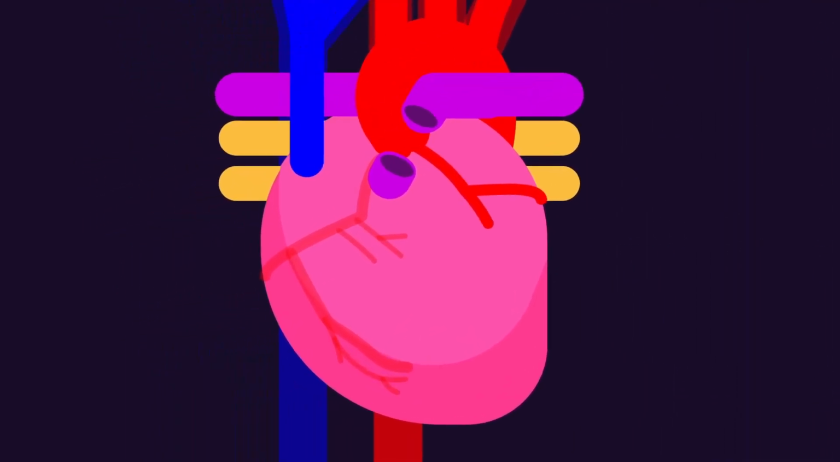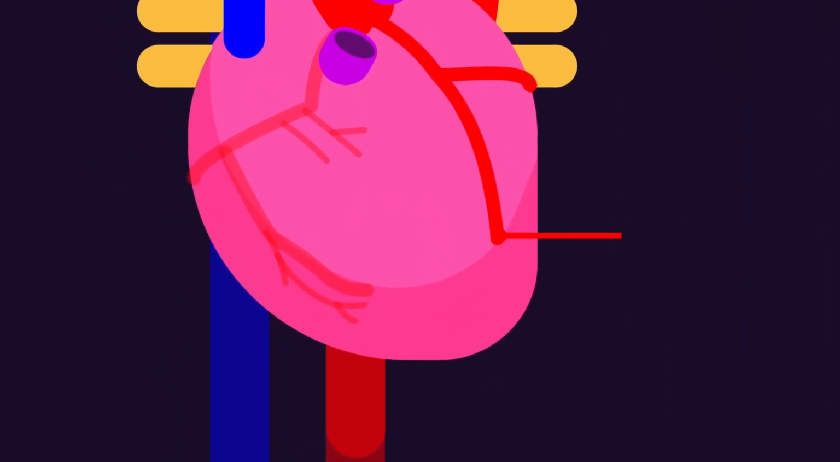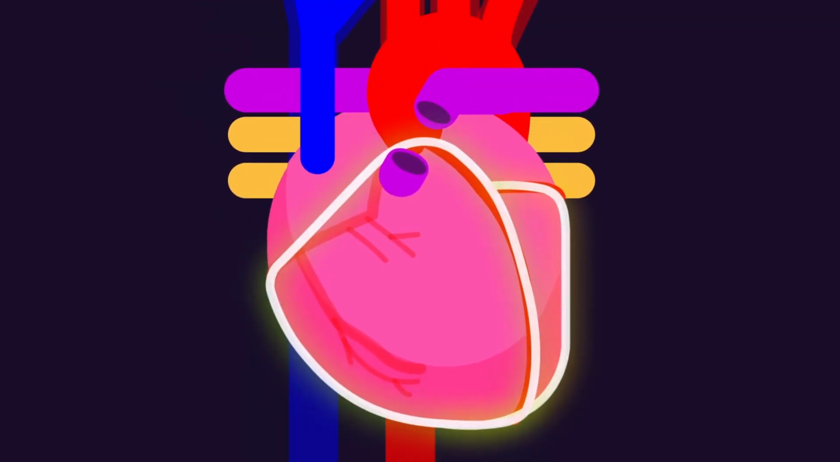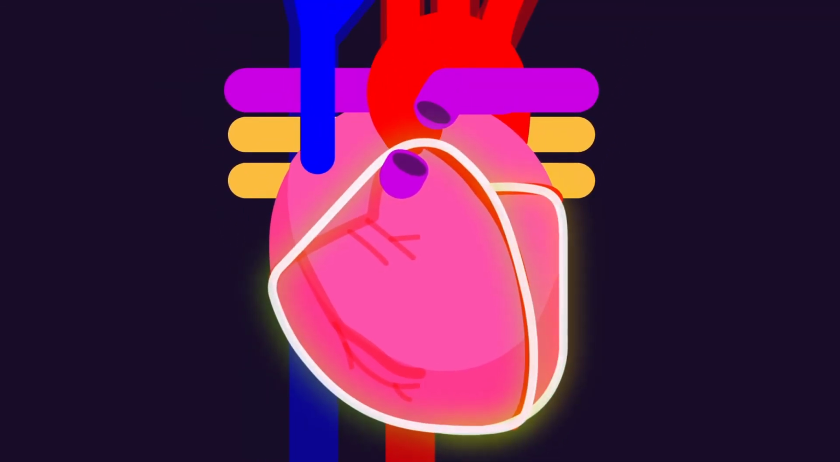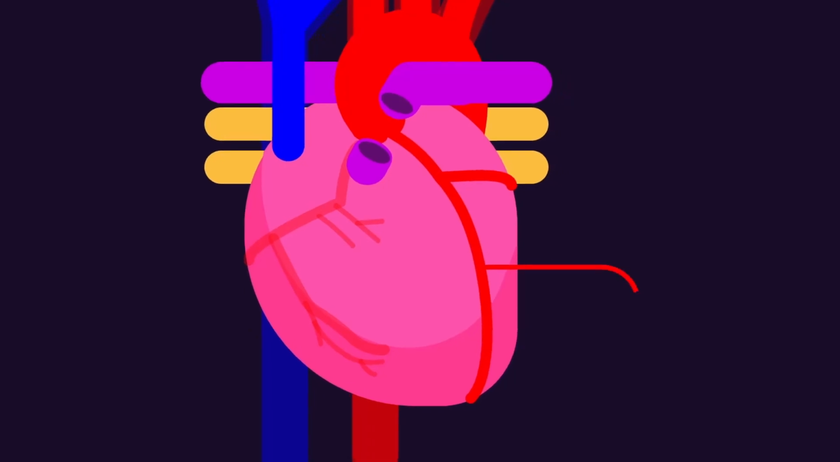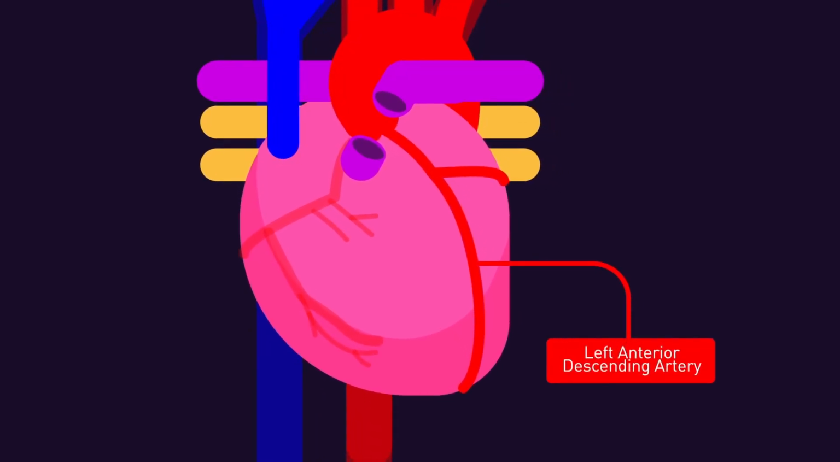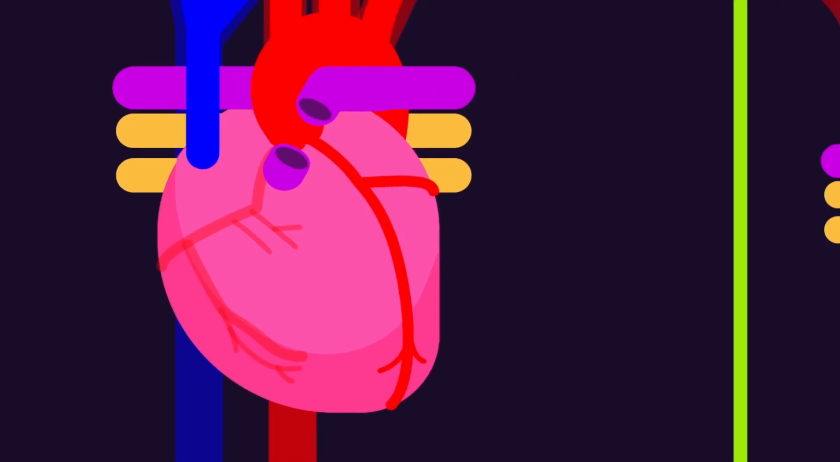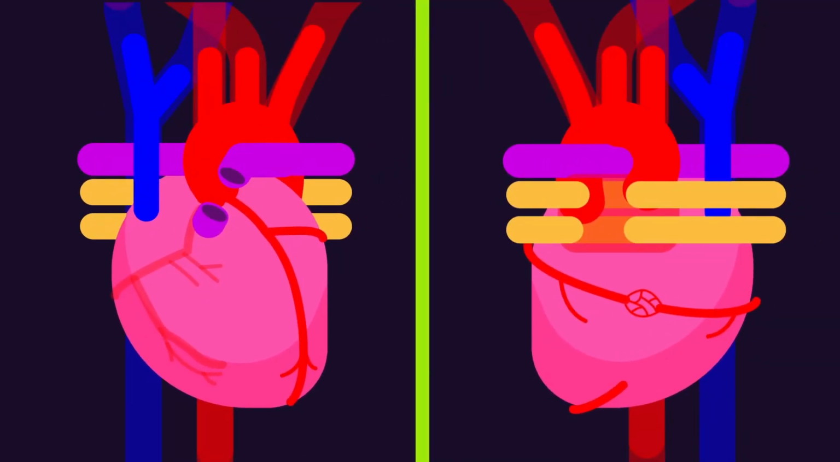The second major and larger branch of LCA is the anterior interventricular artery. Anterior interventricular indicates that it lies on the anterior surface of the heart and travels in the septum, in between the two ventricles, hence interventricular. It is also known as the left anterior descending artery, LAD. Numerous smaller branches emerge from it that combine with the posterior interventricular artery into anastomosis.